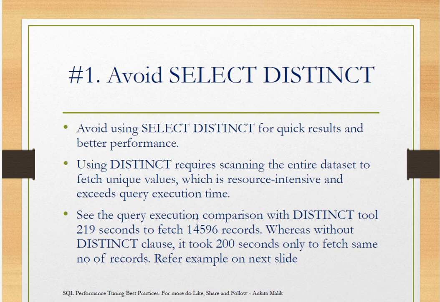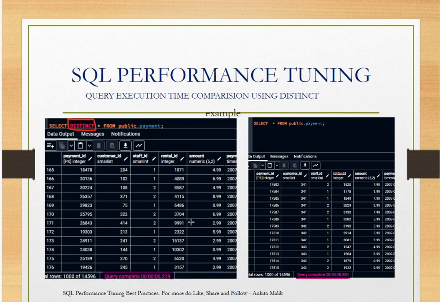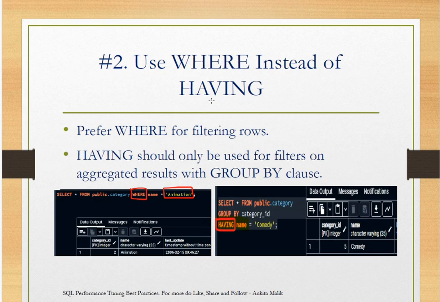For this particular example, I've used a DISTINCT clause for the payments and it took around 219 seconds. And the same query without the DISTINCT clause, SELECT * FROM public, took less time than this one. This is a demo for query execution time, and for better query performance, we should avoid DISTINCT.